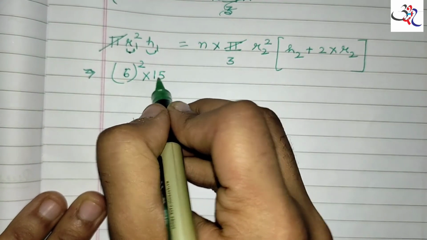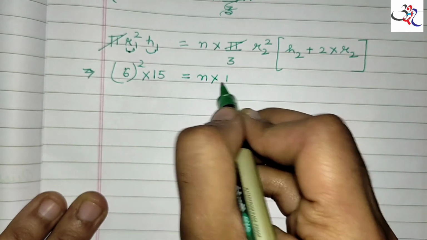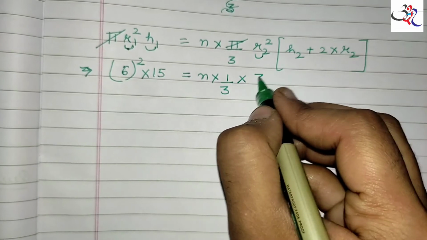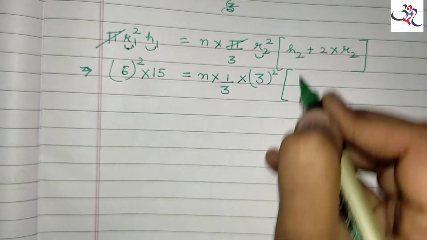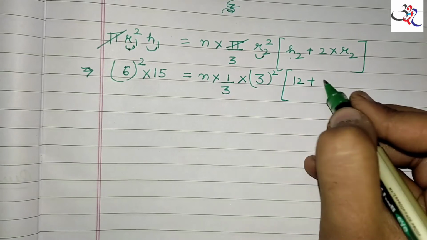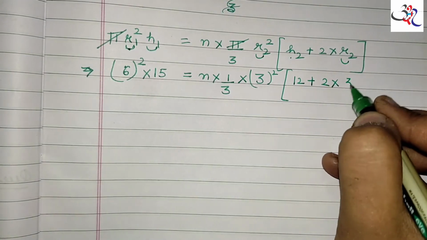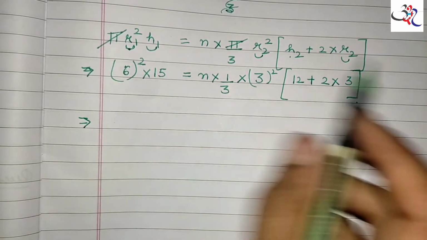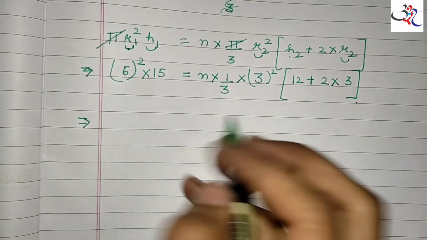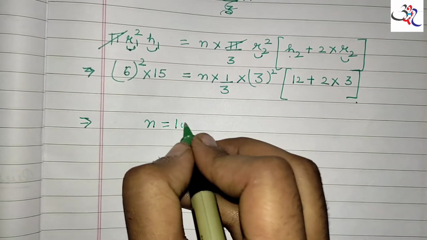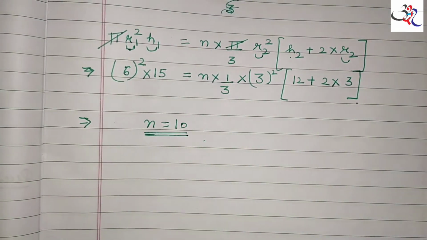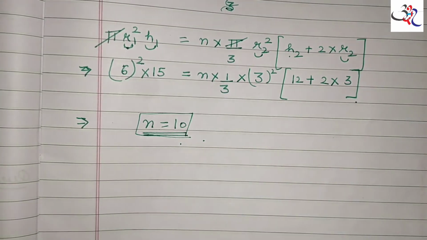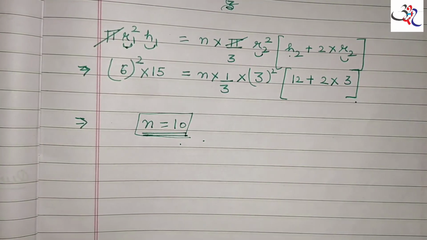R1 is what? Radius of the cylinder: the diameter of the cylinder is given to us as 12 centimeters, so the radius will be 6 square. Height of cylinder is 15. N into 1 by 3 into diameter is 6, so 6 by 2 will be 3 square into height is what? Height is 12 centimeter into r2 is 3 centimeter. When you solve this value and cancel out what is getting cancelled, you will get n is equal to 10. Means we have found out that there are 10 cones in which ice cream is being transferred. Okay. Moving to question number 6.